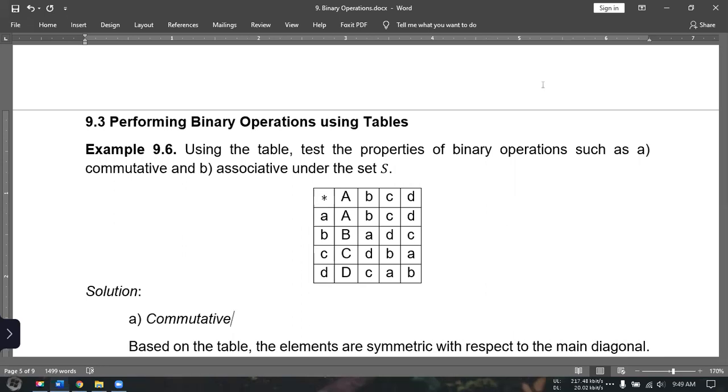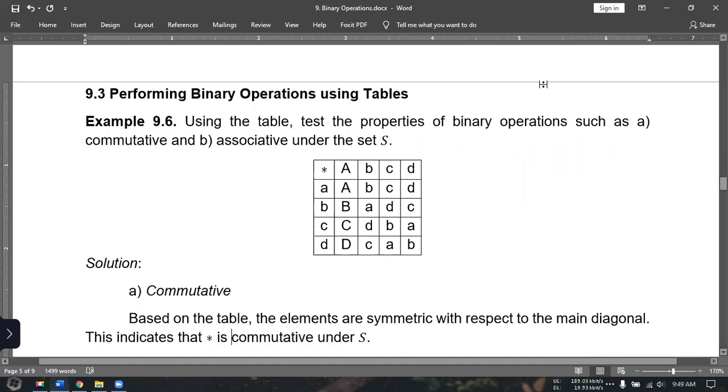Commutativity means, again, regardless of the order of the elements using the same operation, you should be getting the same value. So based on the table, the elements are symmetric with respect to the main diagonal. This indicates that the binary operation is commutative under S. And furthermore, if you observe, for example, B times A here is just the same as A times B here, right?